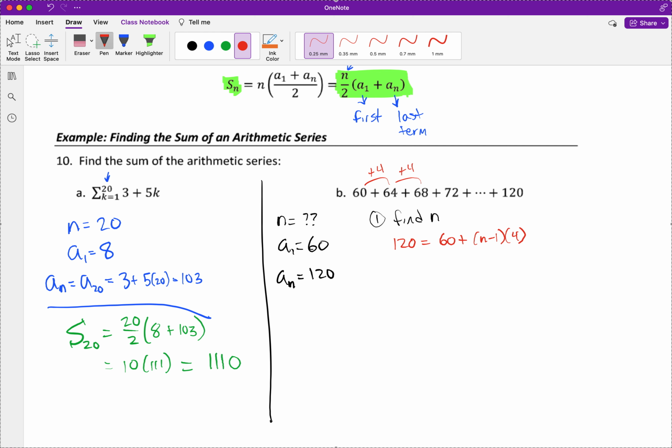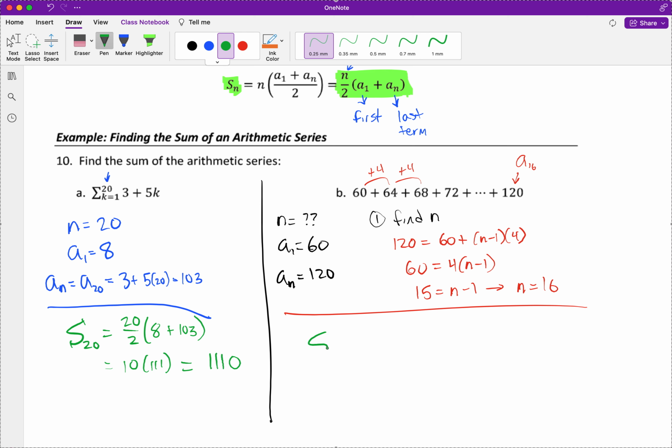All right. So I'm going to first subtract this 60. So that's going to give me, 120 minus 60 is 60 equals. And then I'm just going to rewrite this 4 in front. So 4 times N minus 1. I'm personally going to divide by 4. You could distribute the 4 and then go from there. But if you divide by 4, you're going to get 15 equals N minus 1. And so that's going to give me that N equals 16. So I know that this is actually A16 and that there are 16 terms in this little sequence here.